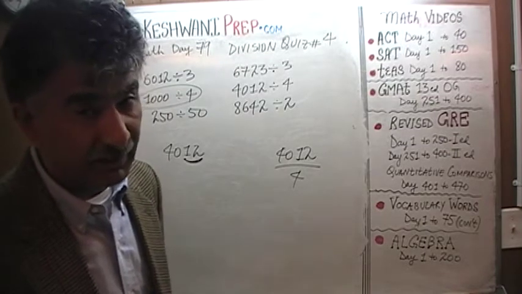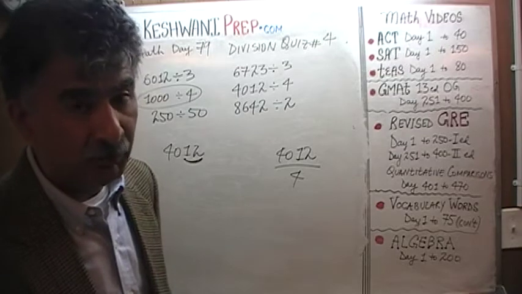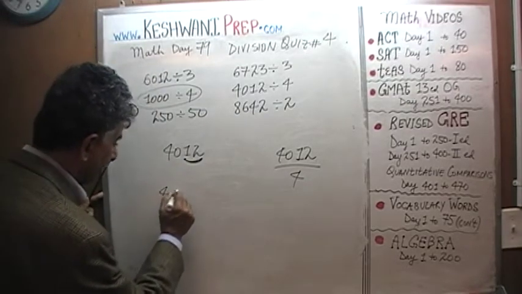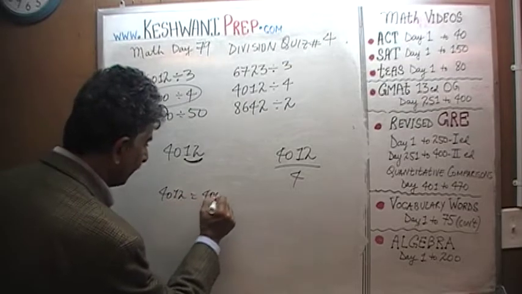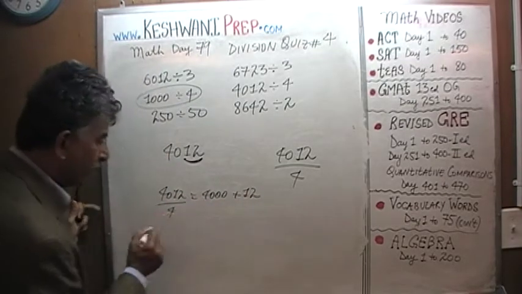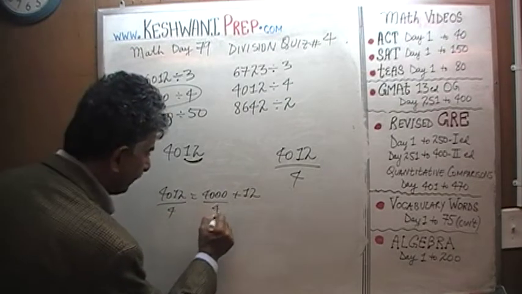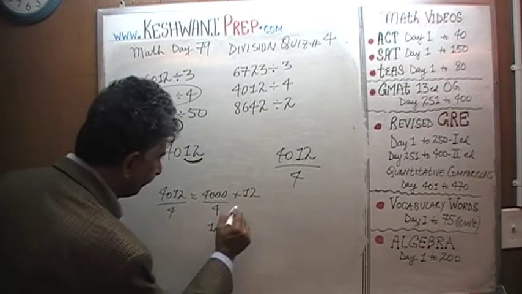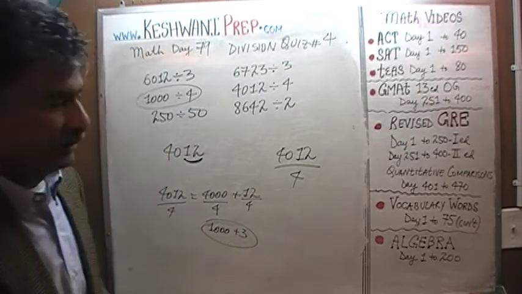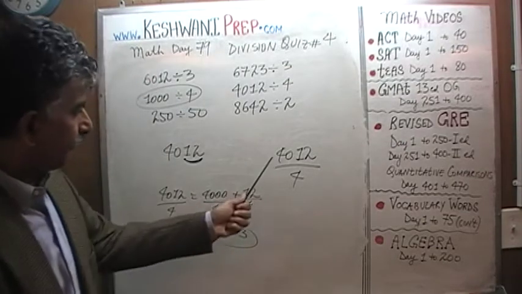But we really didn't have to make that much fuss about it because it's too simple a number. 4012 is exactly what it says: 4000 plus 12. If you were to divide that by 4, 4000 divided by 4 should give us 1000, and 12 divided by 4 should give us 3. The answer should be 1003. Let's find out, shall we?